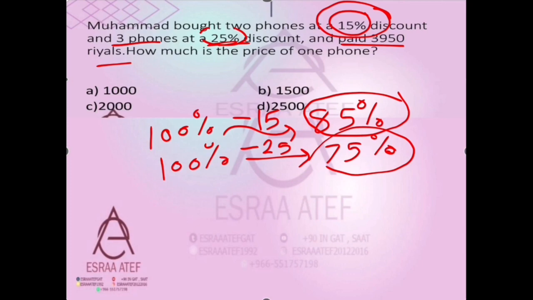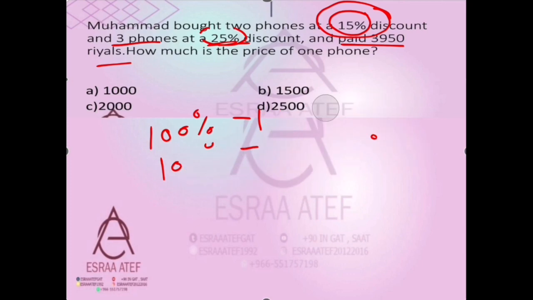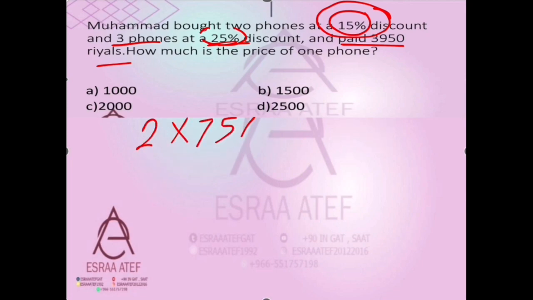Okay, which is meaning that the first two is 2 times 85%. Okay, it will be 170%.